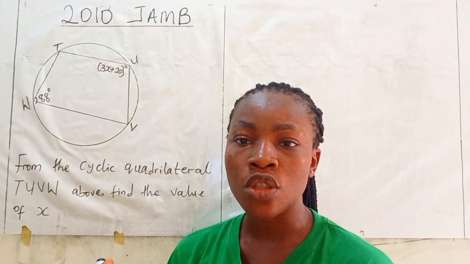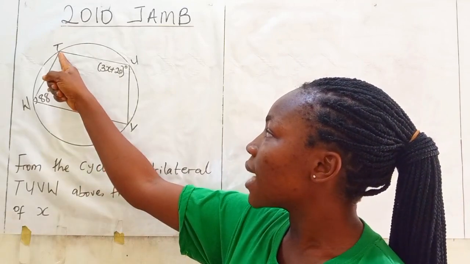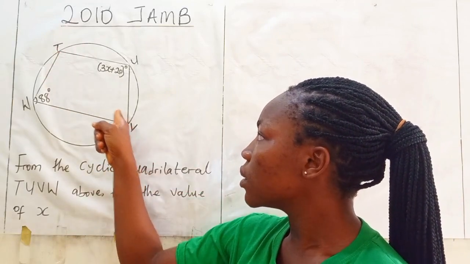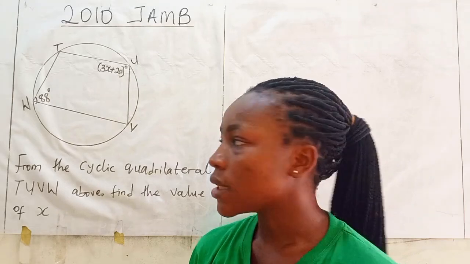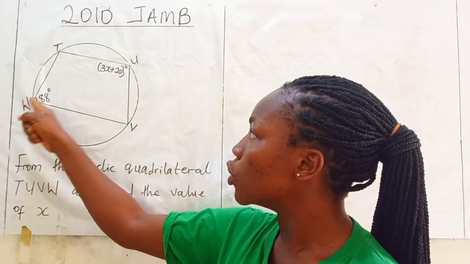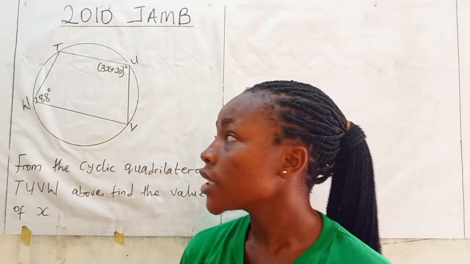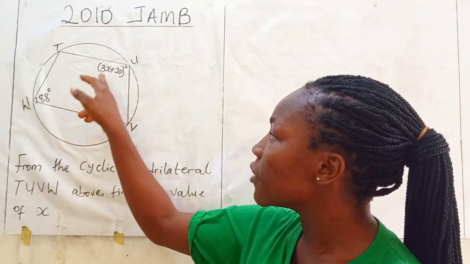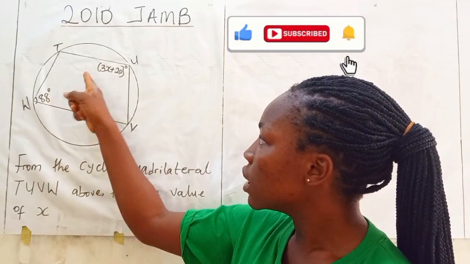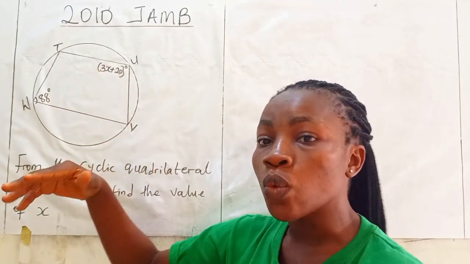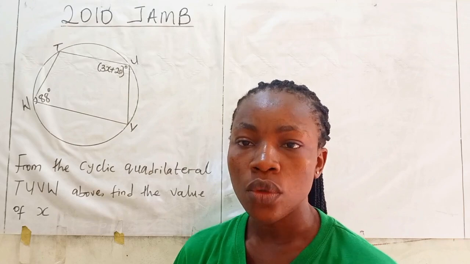That is, they are supplementary. It means that if you add angle T to angle V, if you add them together, it will give us 180. If you equally add angle W and angle U, they will also give us 180. All right? So for us to find the value of our x, we are going to add angle 88 to this angle here and equate them to 180 for us to be able to find the value of x.